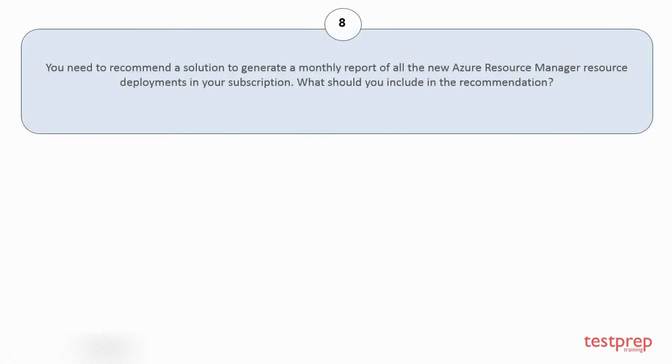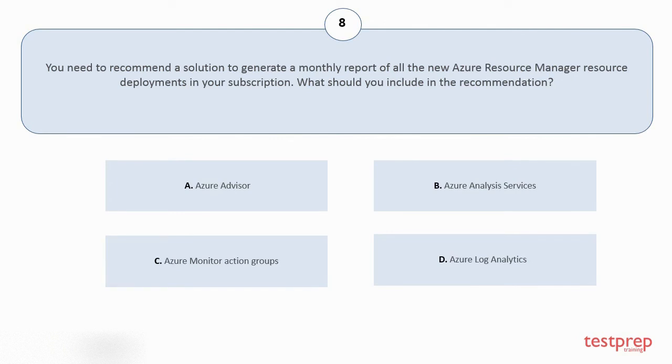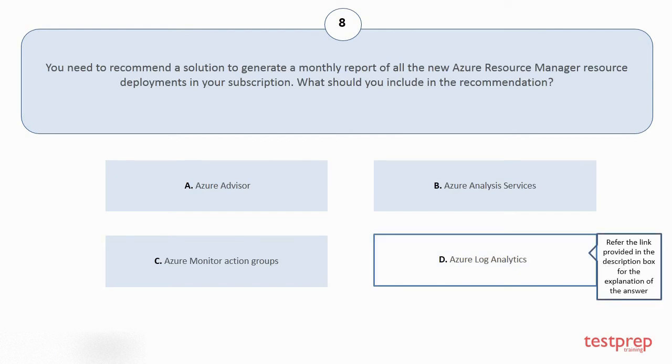Question number 8. You need to recommend a solution to generate a monthly report of all the new Azure Resource Manager resource deployments in your subscription. What should you include in the recommendation? Your options are A. Azure Advisor, B. Azure Analysis Services, C. Azure Monitor Action Groups, D. Azure Log Analytics. The correct answer is option D.